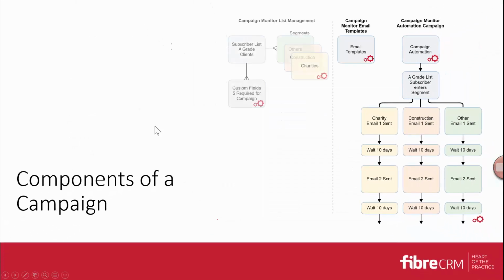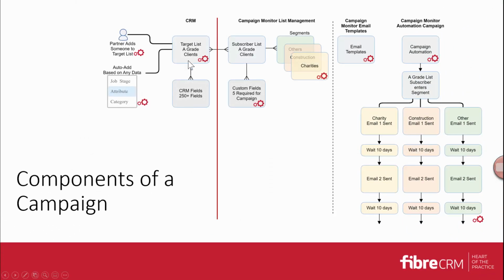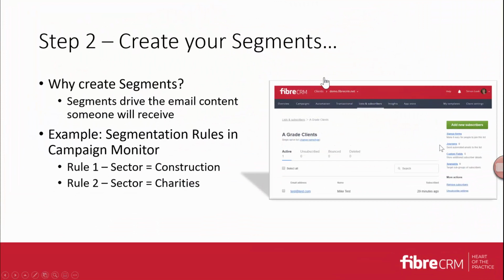So once we've saved that, we've now got the fields syncing from the target list in the CRM to the subscriber list in Campaign Monitor. The next stage is now to build out our segments. So based on the sector, we want to put them into their different segments. So we need to tell the Campaign Monitor system what segments to create.